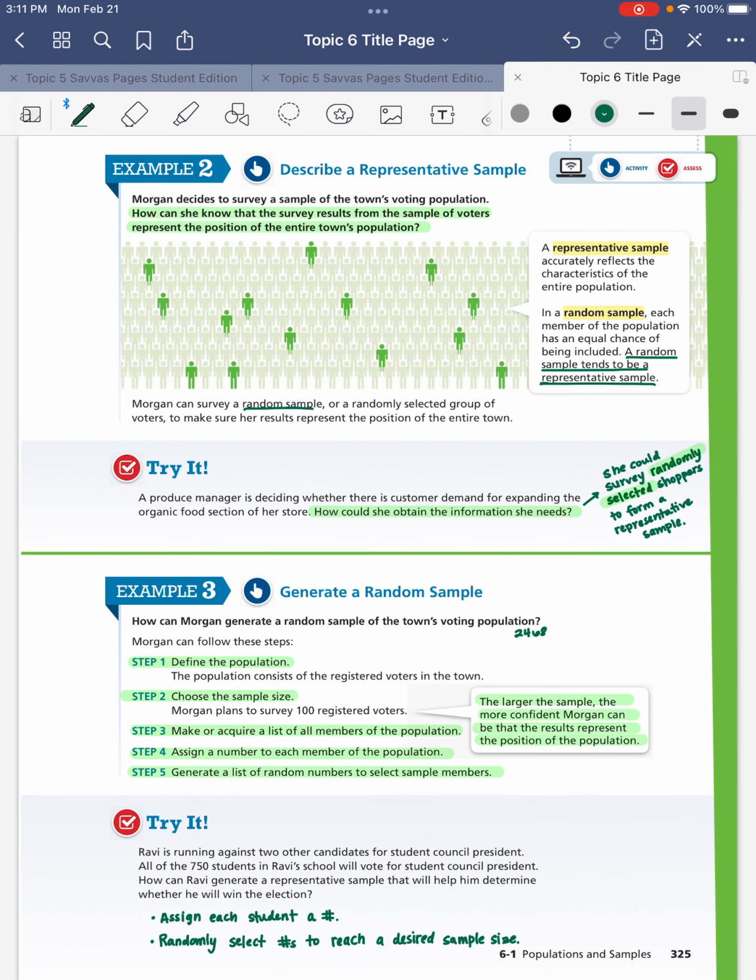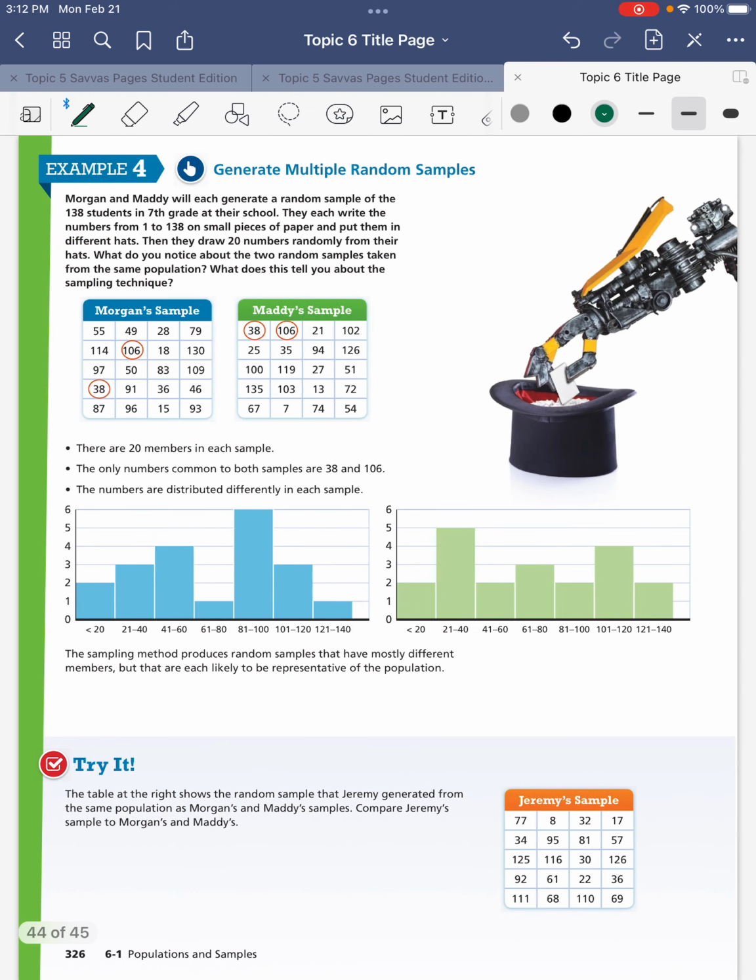So how could he randomly select those numbers? Well, this day and age, there are random number generators online that you could use. So he could say, okay, I'm going to survey 75 people, that's 10%, and I'm going to use a random number generator to create a list of 75 random numbers. So that would be how I would do it if I were Ravi. Okay? Moving on to the next page, page 326, example 4.